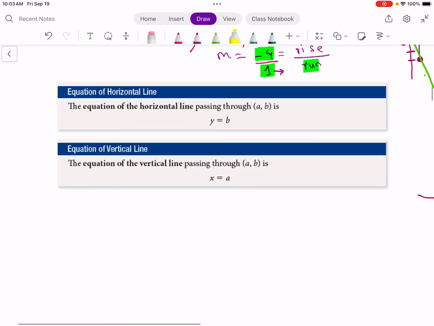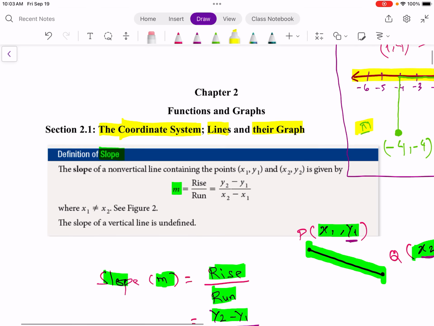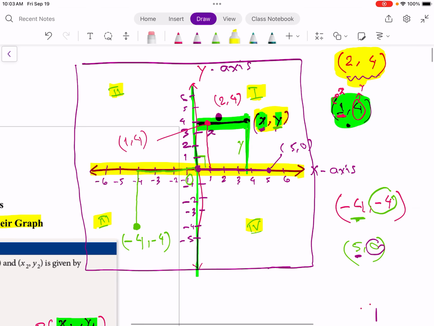So last class we started talking about the coordinate system, and in this section we will use the Cartesian coordinate system. Our Cartesian coordinate system has a horizontal line, the x-axis, and a vertical line, the y-axis, intersecting at a point called the origin. We use this Cartesian coordinate system to locate points on a plane.